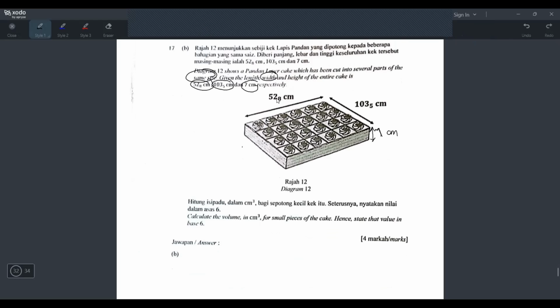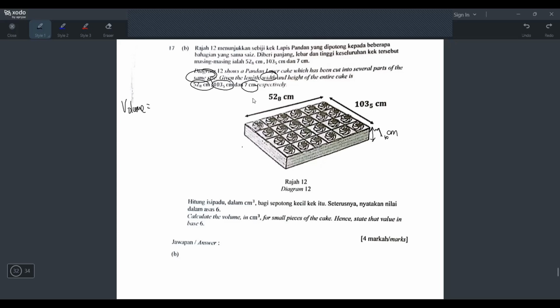Okay, I noticed that they give here base 8, base 5, but the 7, they never give any base. So if they never give any base, means it's automatic base 10. Now they say calculate the volume for small pieces of cake, hence state the value in base 6. Okay, let me ask you. If I want to find volume for this shape, you will take the length times width times height, right? Panjang darab lebar darab tinggi. But can you take 52 times 103 times 7? Cannot, because they are different base.